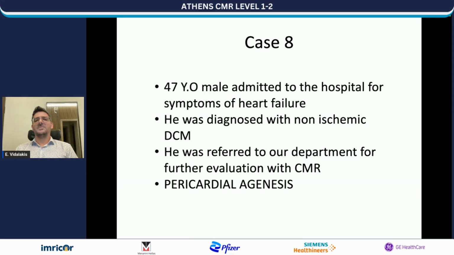Let's move now to the last case. Here we have a 47 year old male admitted to the hospital for symptoms of heart failure. He was diagnosed with non-ischemic DCM and he was referred to our department for further evaluation. He has pericardial agenesis.